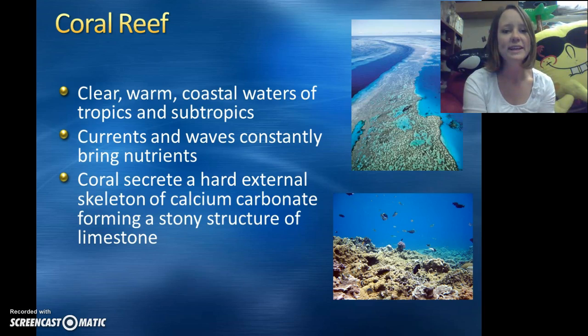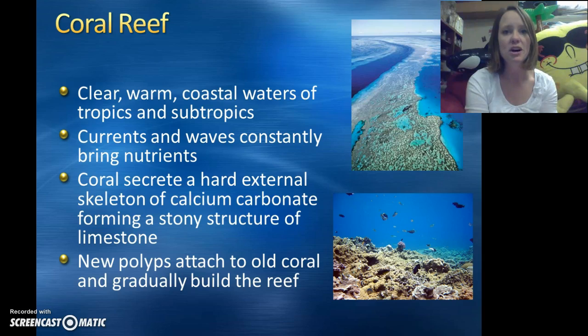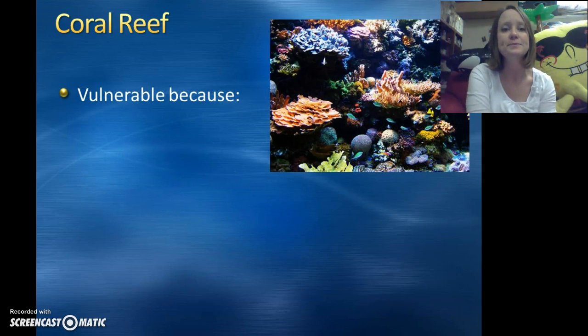And what coral is, it's an organism that creates its own skeleton out of calcium carbonate. Calcium carbonate is also the mineral that makes up limestone. So when a coral dies, it leaves that skeleton behind and it builds upon the reef, and the reef gets larger. New polyps come along attached to the old coral. They'll make their own skeletons, and so gradually the reef grows in size.